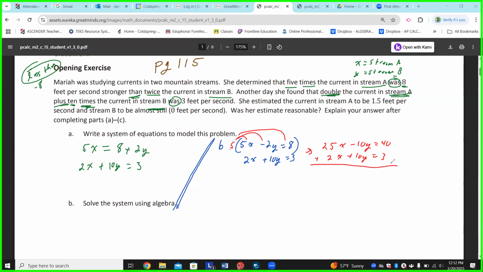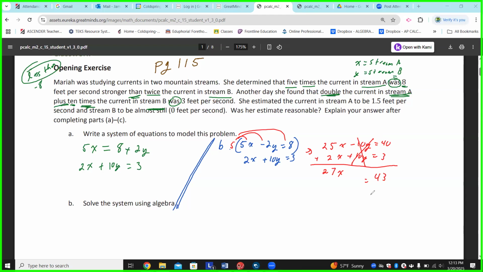Again, this is called the addition elimination method because at this point, I'm going to add the two equations together to eliminate a variable. 25x plus 2x would give me what? 27x. -10y plus 10y would give me 0 y's. I have eliminated a variable. 40 plus 3? 43.